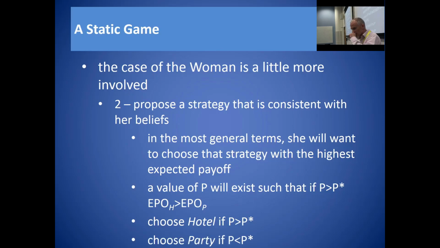And the reverse of that should be fairly obvious: if the crucial value of P is greater than the actual value of P, so that the observed probability is less than that crucial probability, it will mean that the expected payoff of going to the party is greater. If that's the case, the woman will always choose to go to the party. So you can see what this involves: finding that crucial value of P star.